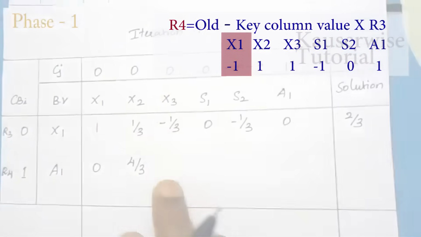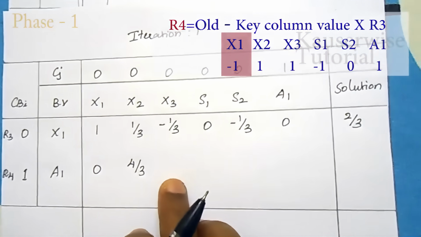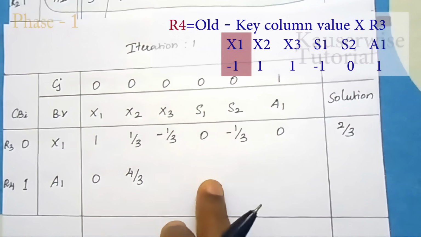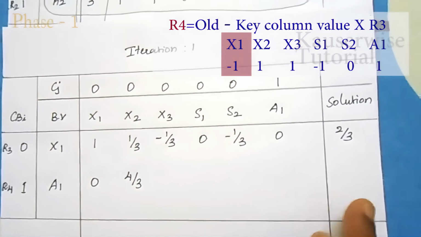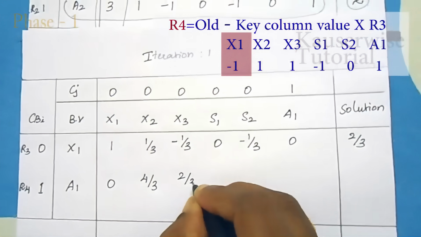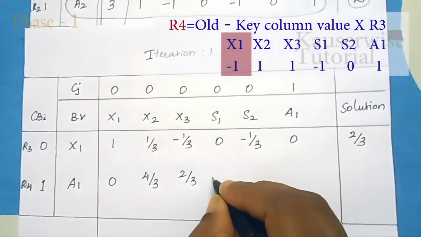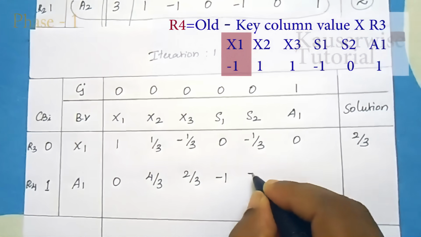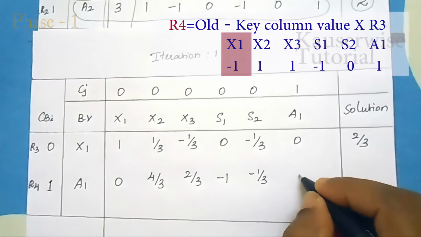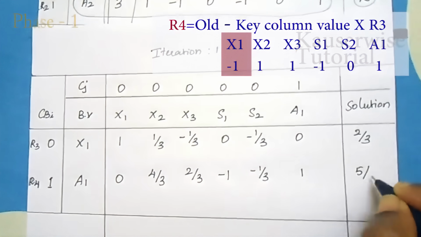In the same way, we need to find the new values for x3, s1, s2, a1 and solution. 2 by 3, minus 1 minus 1 by 3, 1, 5 by 3.